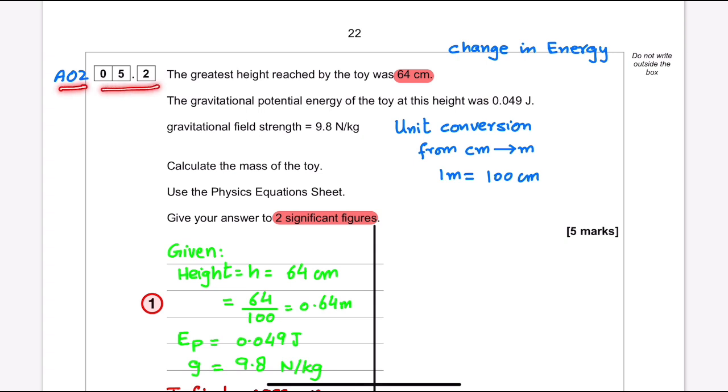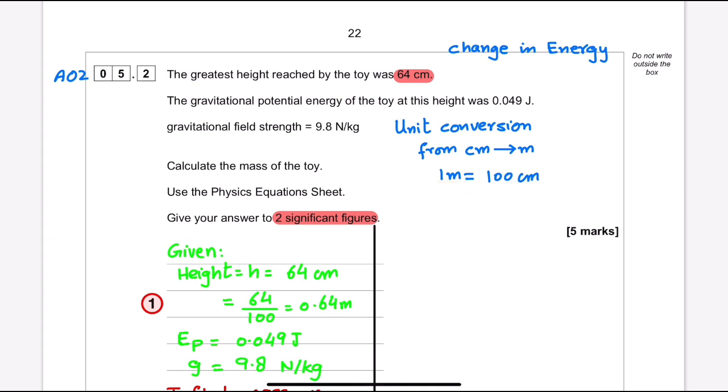5.2 is an AO2 question. The student needs to apply the knowledge. And this question is again from the change in energy. The greatest height reached by the toy was 64 centimeters. The value is given in centimeters. We need to convert the units from centimeters into meters, and we know that 1 meter is equal to 100 centimeters.